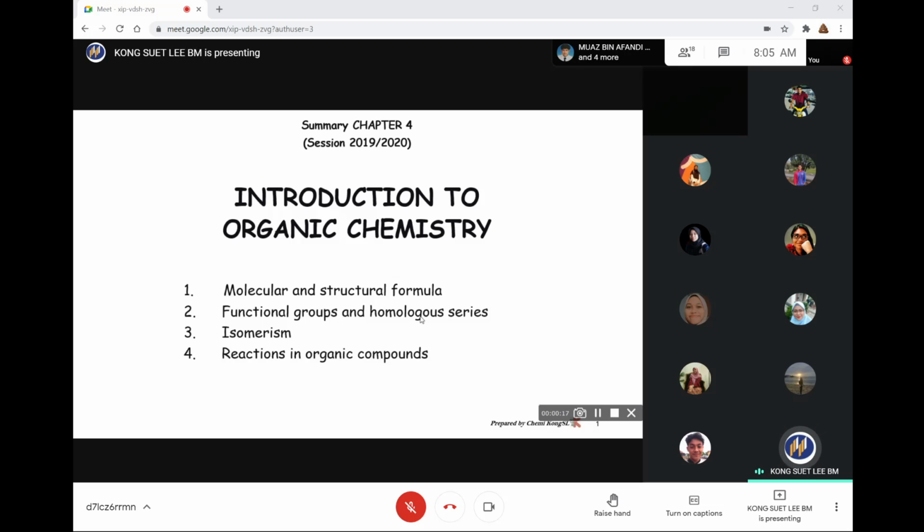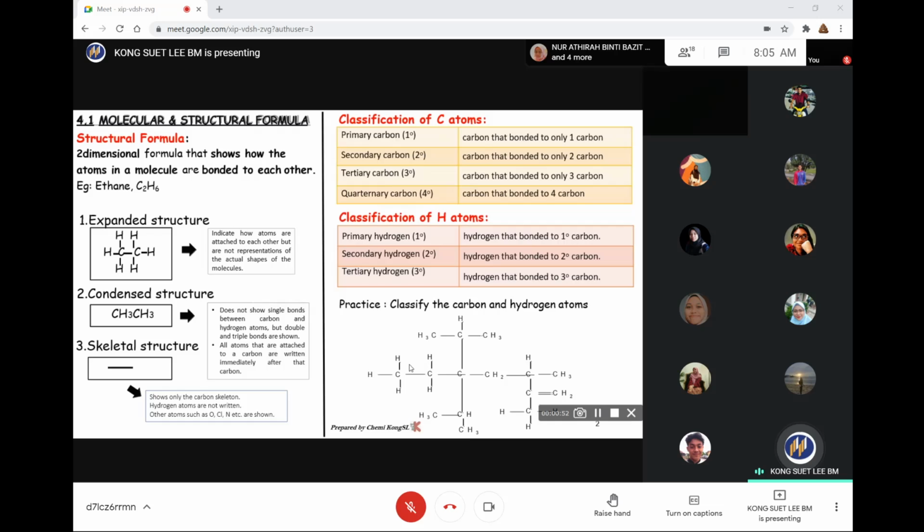So there are 4 subtopics. Molecular and structural formula, I think not a problem for you all. Functional group and homologous series, you have to memorize and identify the functional group and homologous series. You have to put more effort to remember the structure and memorize the name of the functional group as well. Part 3, isomerism, most students get confused, but as long as you understand, it is not a problem to solve the questions related to isomerism. And number 4 is reaction in organic compound. This one also no problem, so let's start.